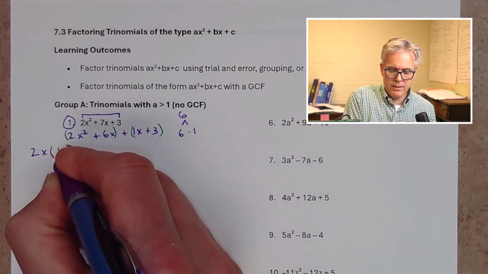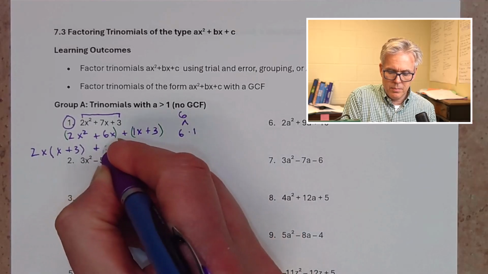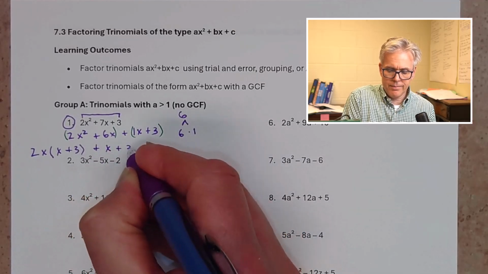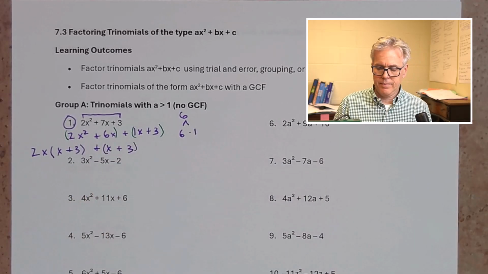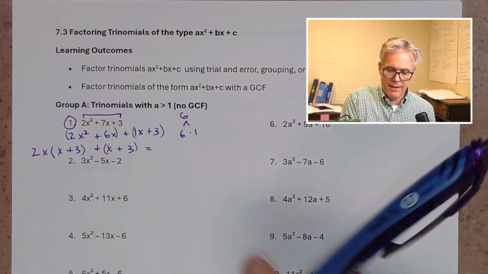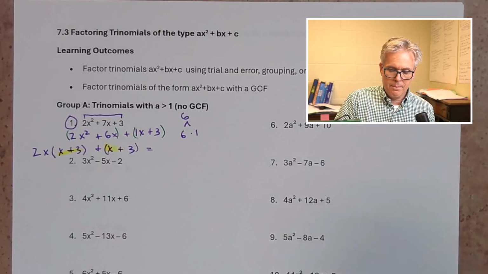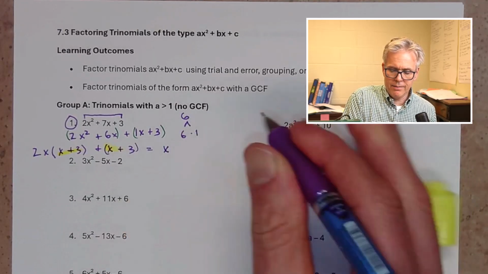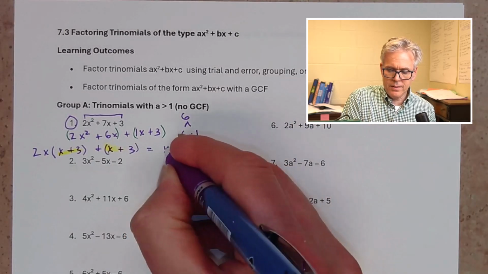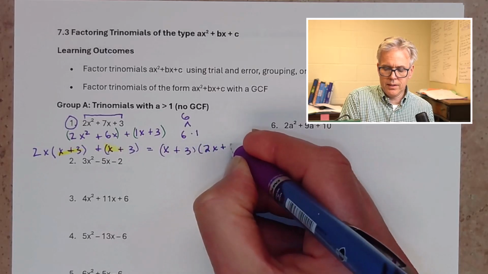And what am I left with? x plus 3, plus x plus 3. And now what can I do? Well, I've got my common factor here of x plus 3. And so I can pull that out, x plus 3. And then I'm left with 2x plus 1.